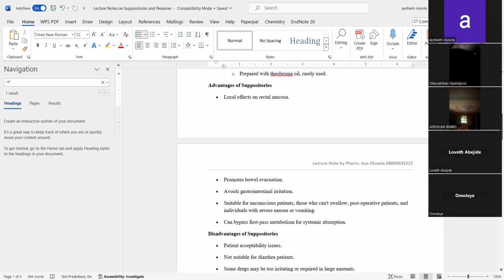Yeah, that's first pass. So first pass is when, before your drug gets into the systemic circulation, the liver breaks it down first. That's first pass effect. So suppositories have the advantage that your drug will bypass first pass metabolism before systemic absorption. So please take note, first pass metabolism is when the liver breaks down the drug before it is absorbed into the systemic circulation.